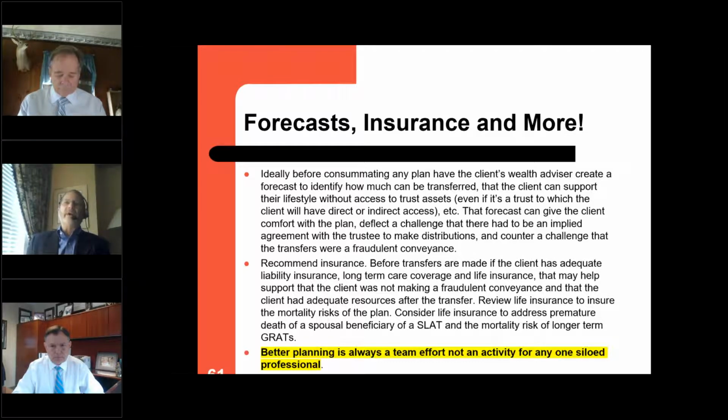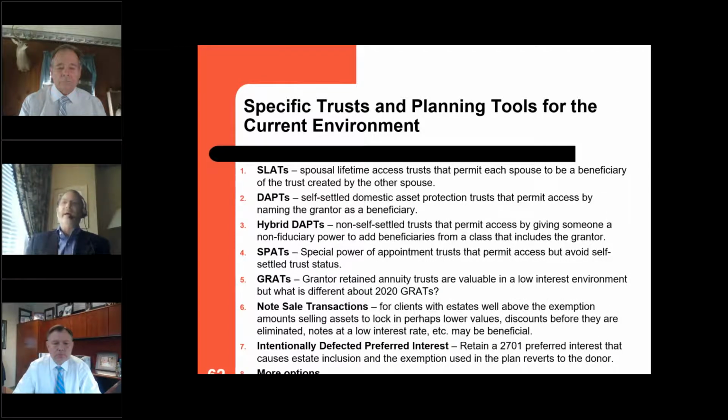I try to recommend to every client, whether they do it or not, consider life insurance. So if I'm doing a non-reciprocal spousal lifetime access trust, one of the exposure points is if the spouse dies prematurely, the spouse that created the trust will not have indirect access to that trust through their spouse who has passed away. Life insurance is a simple and easy way, if somebody's insurable, to address that financial risk. Making sure clients have adequate long-term care coverage and property casualty coverage and so on before large asset transfers is helpful. So let's do all this as a team.